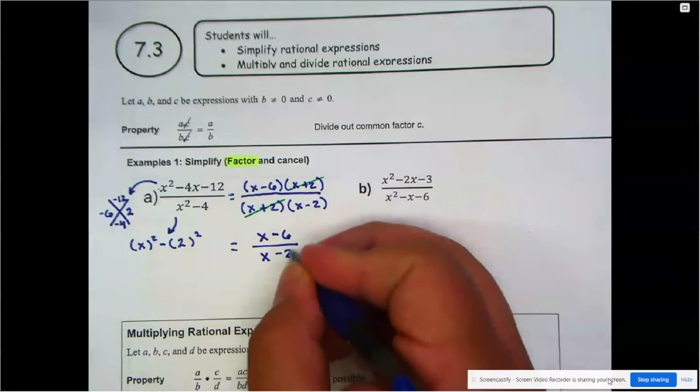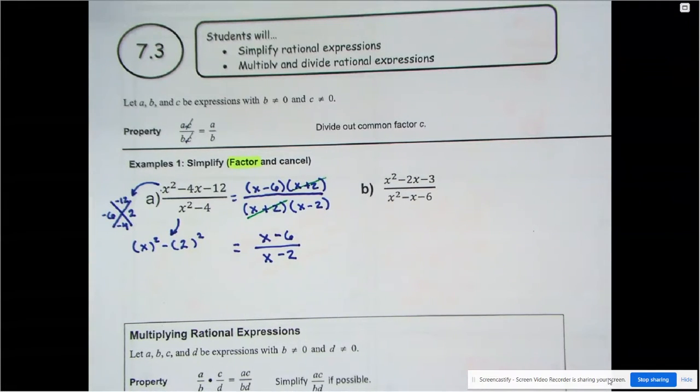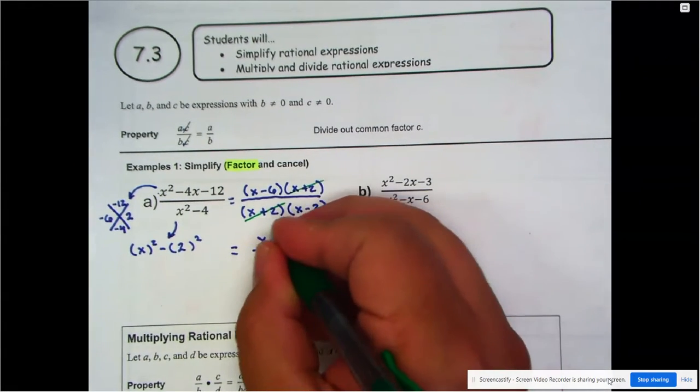And no, you can't cancel these. You either cancel the whole thing or don't cancel anything. And just like that, here's my answer.